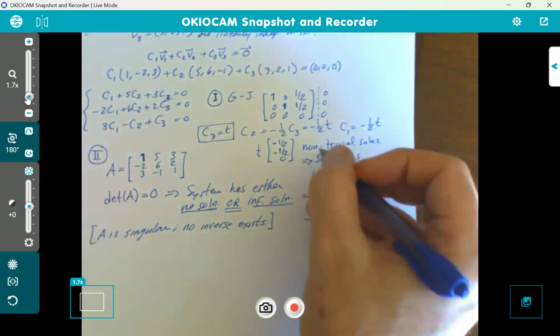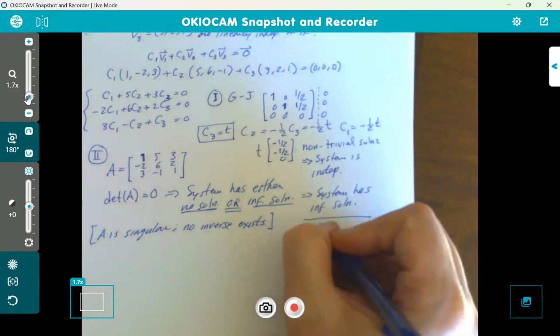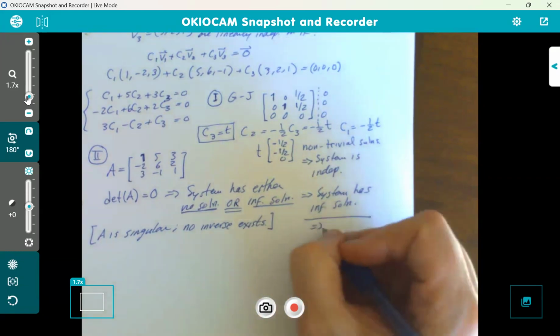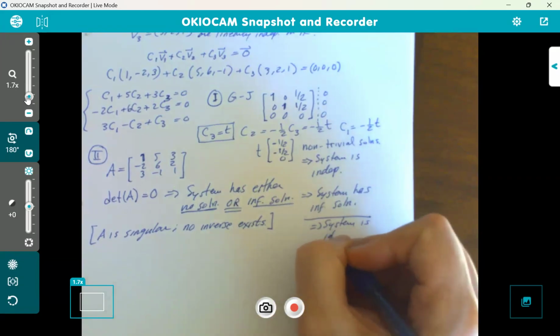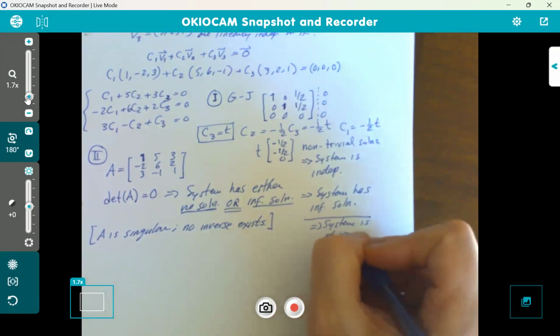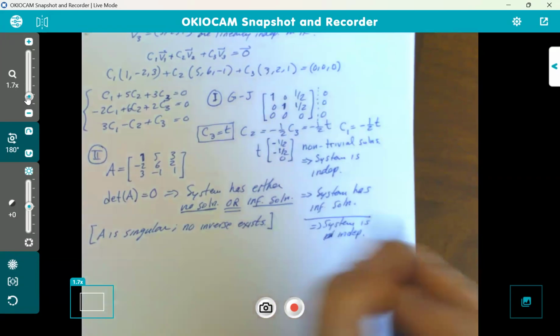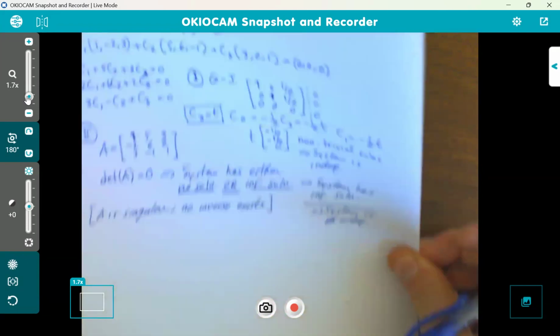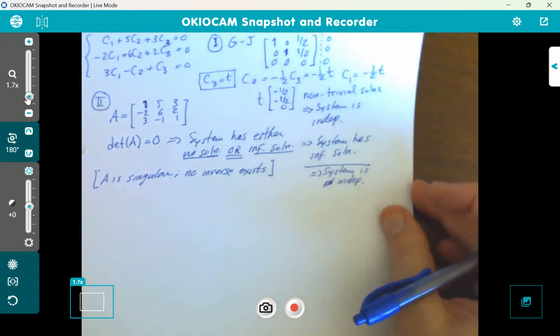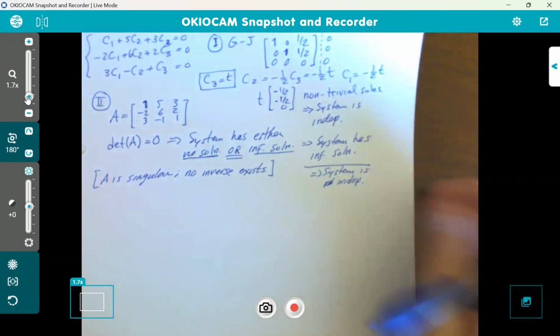Therefore, if it has infinite solutions, again, that means the system is dependent. Independent is the opposite, so that's what that would imply. Okay, so there we have an example of this independence idea. Now, let's take a look at another example.